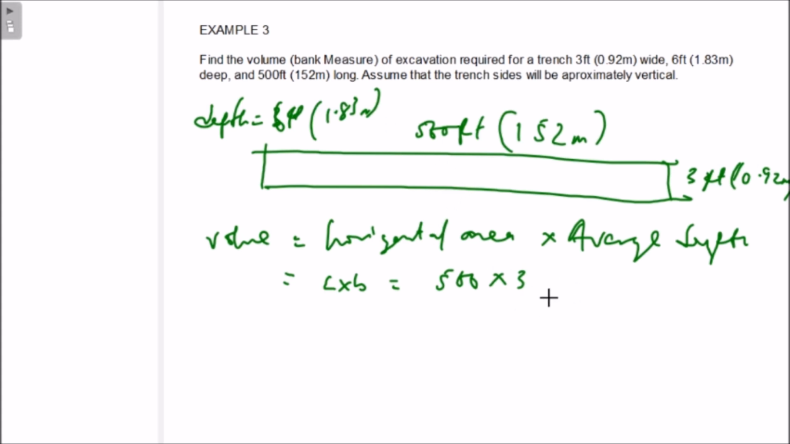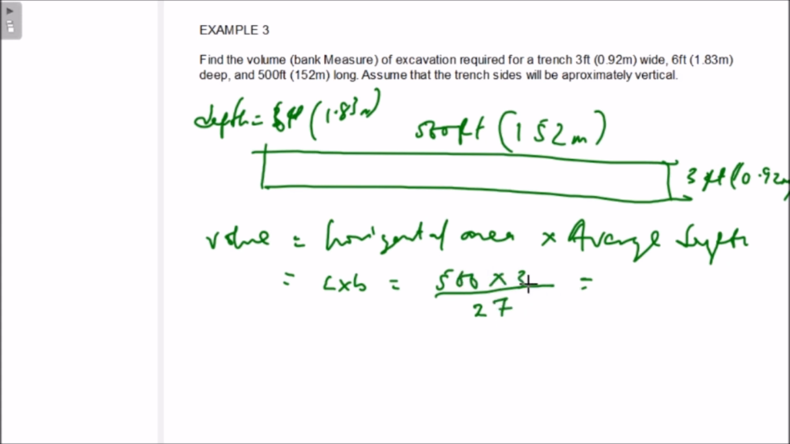So here we have this. We multiply this by this, and this will give us our horizontal area. Beg your pardon. Let's just get the area first, and then multiply by the average depth, which is 6. Since we want to get cubic yards from feet, we divide by 27.